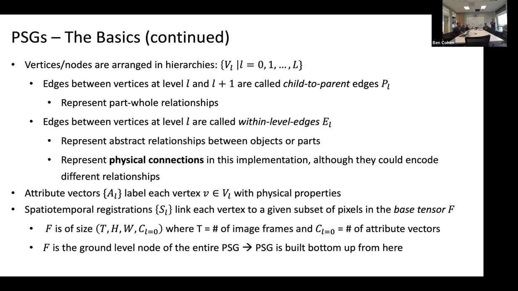This base tensor is of size T by height by width by C. I'll describe what that means. T is the number of image frames, so we can think of this as like a movie. And C is the number of attribute vectors in that particular level. As you could possibly guess, F represents this base tensor. This full base tensor represents the ground level node from which the entire graph is built. If it's built bottom up, this is the starting node for everything. This is the full scene, and this is all the attribute vectors at that first level. This describes all the attributes of all the objects in that particular scene.